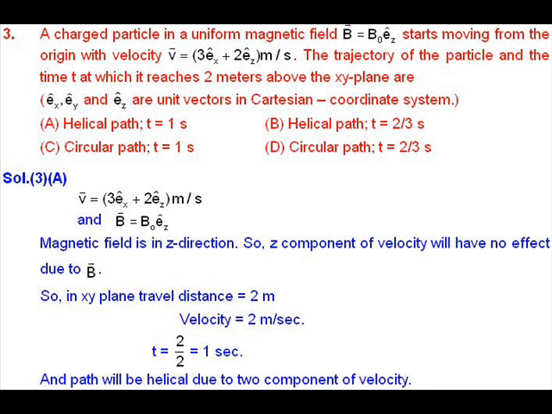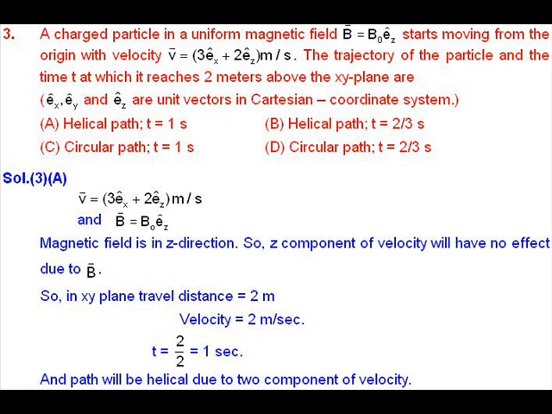Question number 3. A charged particle in a uniform magnetic field B vector equals B naught z cap starts moving from the origin with velocity V vector equals 3 e_x cap plus 2 e_z cap meter per second. The trajectory of the particle and the time t at which it reaches 2 meters above the xy plane are. So it is given that the velocity V vector equals 3 e_x cap plus 2 e_z cap meter per second and the magnetic field B vector equals B naught e_z cap.